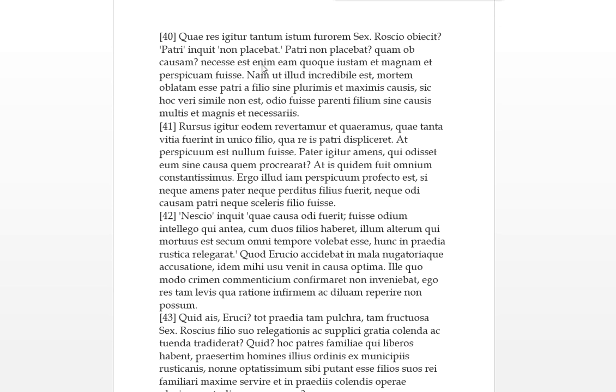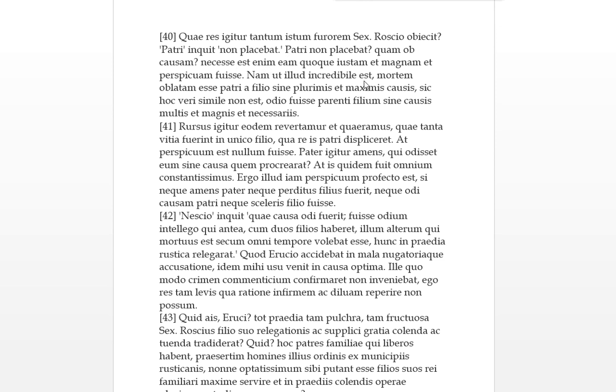Necesse est. It's necessary. Enim, for something must be necessary. Quoque, also, iustam, magnam, perspicuam fuisse. Necesse est usually takes this infinitive. So there must have been something necessary that was just and great and perspicuous. It basically means clear or obvious for this line of thought, that he didn't please his father.